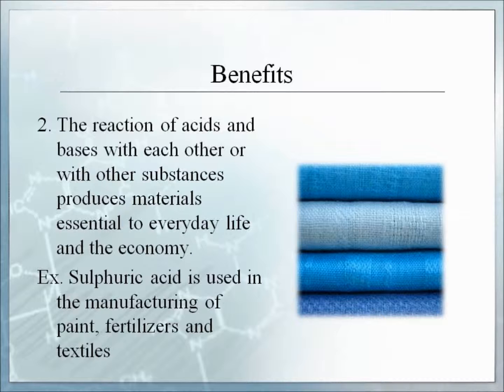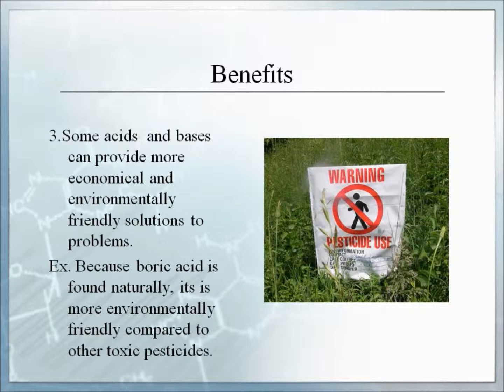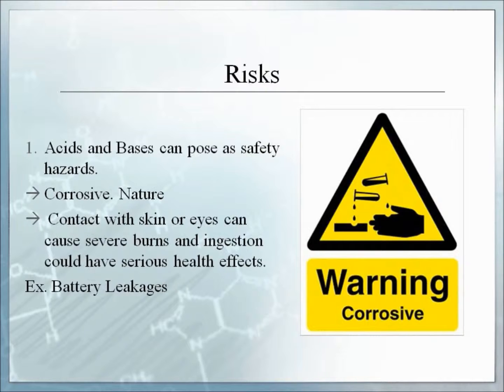The reaction of acids and bases with each other or with other substances produces materials essential to everyday life and the economy. So for example, sulfuric acid is used in the manufacturing of paint, fertilizers, and textiles. Some acids and bases can provide more economical and environmentally friendly solutions to our problems. So for example, because boric acid is found naturally, it is more environmentally friendly compared to other toxic pesticides.